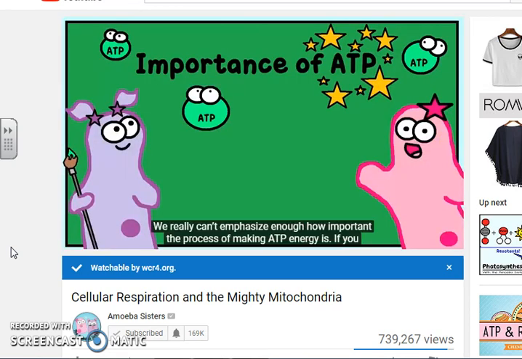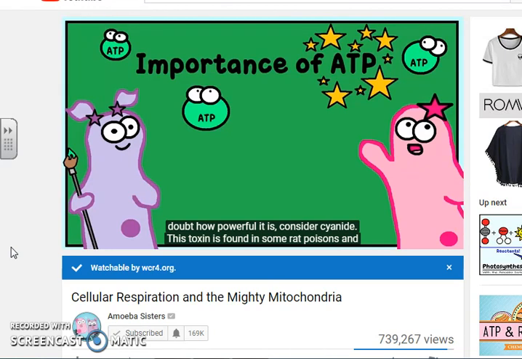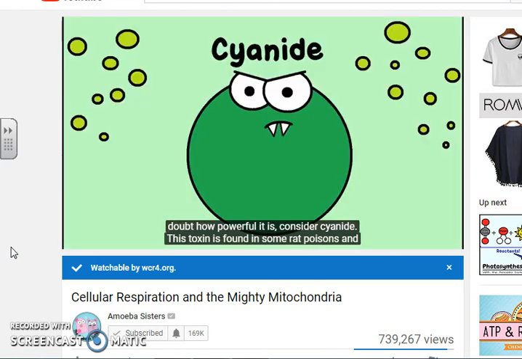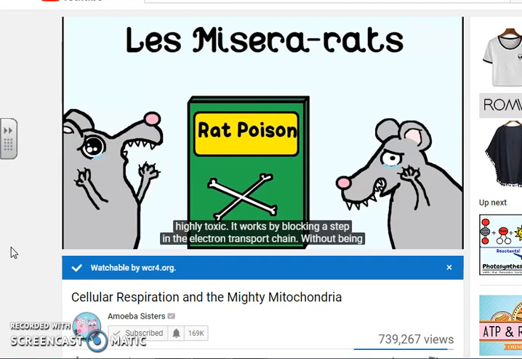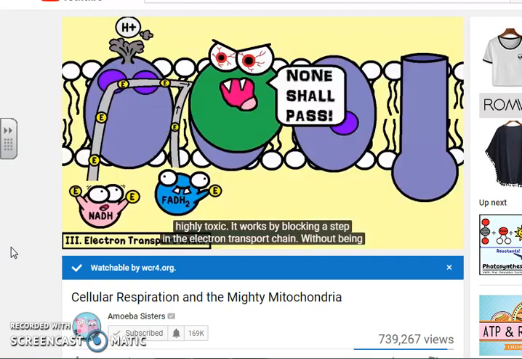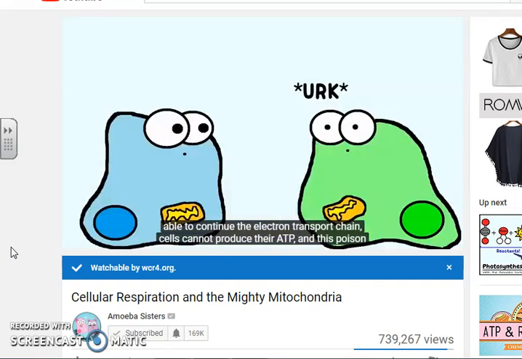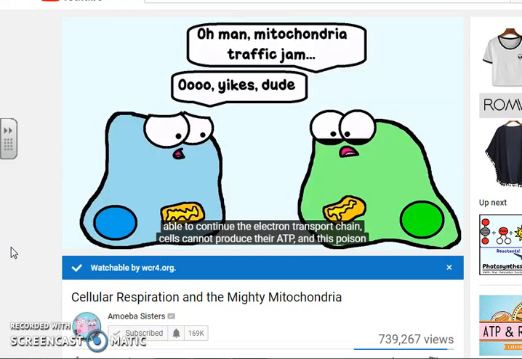Now, we really can't emphasize enough how important the process of making ATP energy is. If you doubt how powerful it is, consider cyanide. This toxin is found in some rat poisons. It is highly toxic. It works by blocking a step in the electron transport chain. Without being able to continue the electron transport chain, cells can't produce their ATP, and this poison is deadly in a very short time frame.